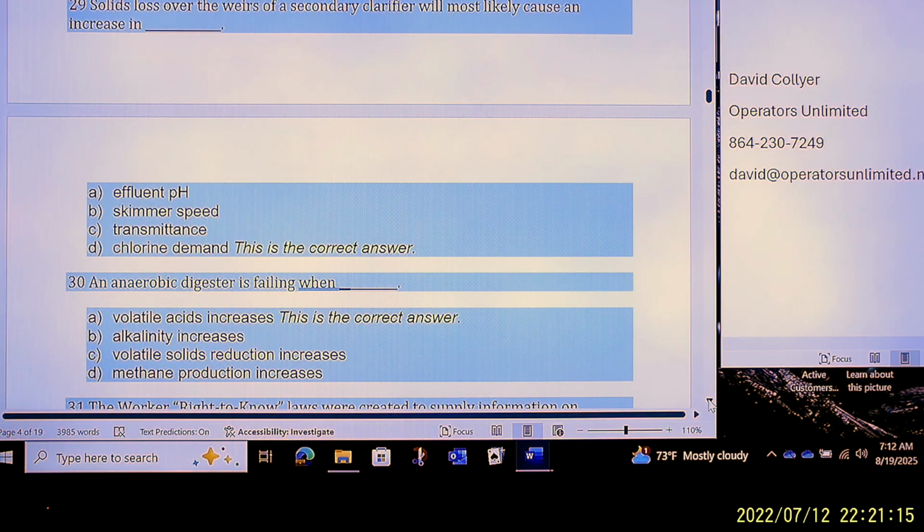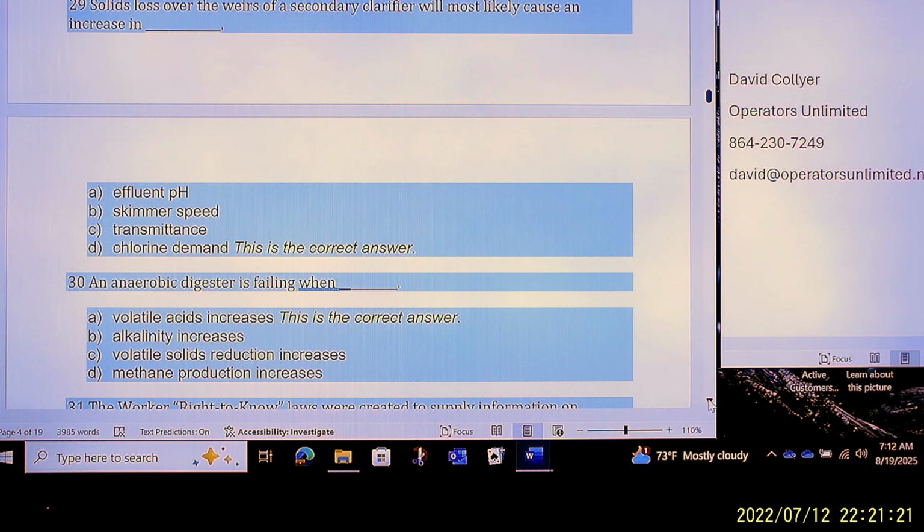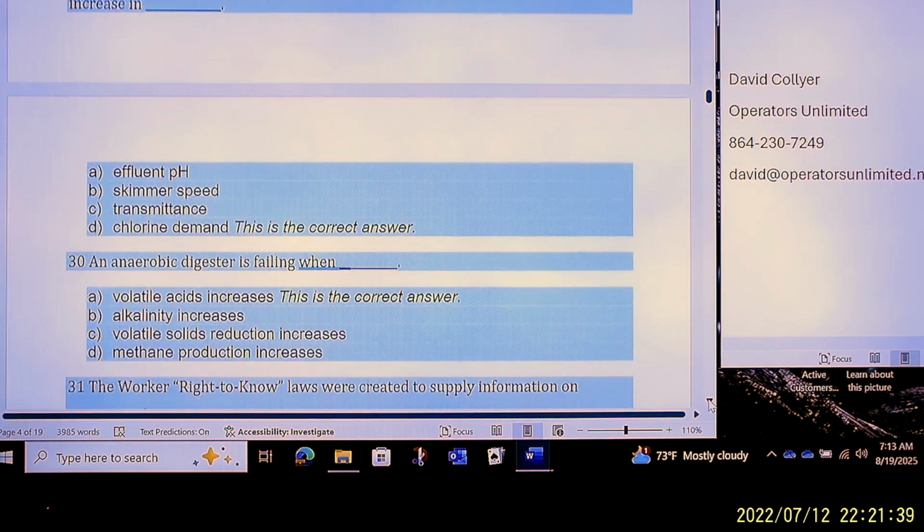Number 29, solids loss over the weirs of a secondary clarifier will most likely cause an increase in A, effluent pH, B, skimmer speed, C, transmittance, or D, chlorine demand. The answer to 29 is D, chlorine demand.